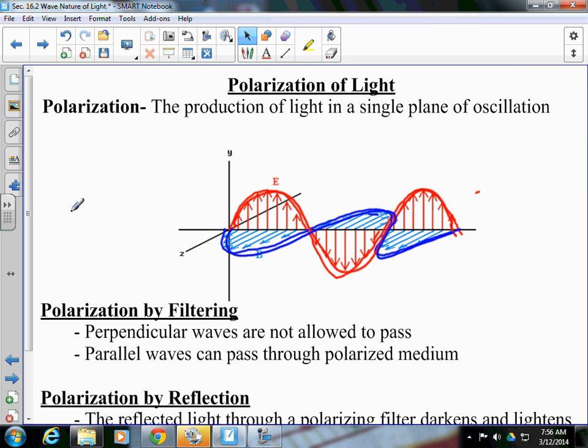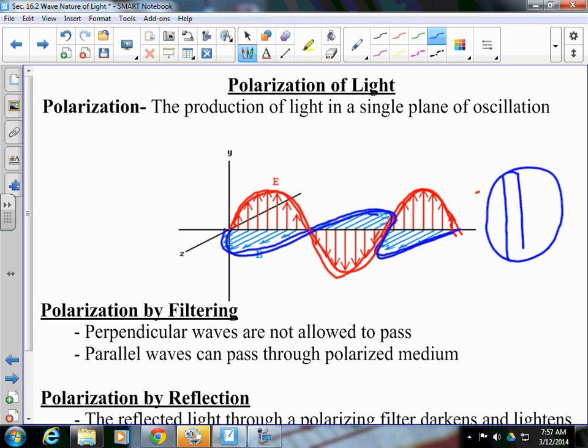What's kind of neat, and we'll show this in class tomorrow, is I can polarize the light. I can filter out one of those two. I can filter out the up and down wave, or I can filter out the side to side wave through what's kind of a polar lens, which has slots like this.